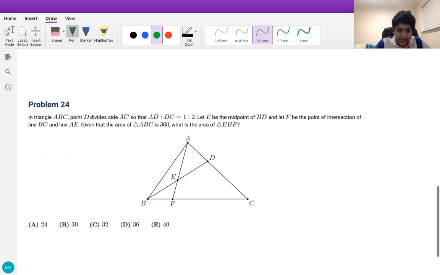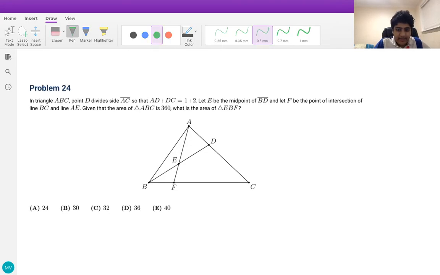In triangle ABC, point D divides side AC such that AD to DC is 1 to 2. Let E be the midpoint of BD, and let F be the point of intersection of line BC and line AE. Given that the area of ABC is 360, what is the area of EBF?